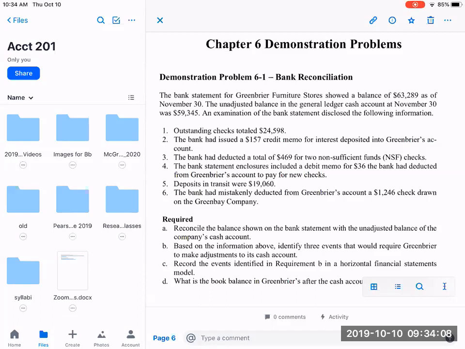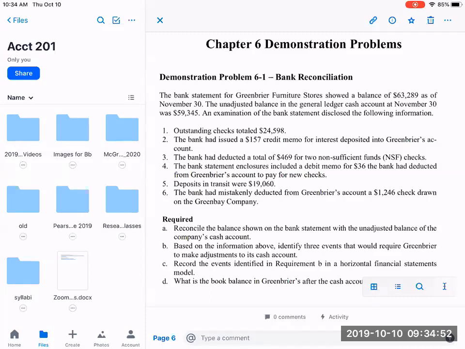The bank had deducted a total of $469 for 2 non-sufficient funds checks. NSF checks are something where a customer came in and paid on their account, but when we took their check to the bank, we found there was not enough money in their account. We would have already increased our cash and decreased their accounts receivable, but the bank said, hold on, they don't have money in their account, so you need to take these back. So we're going to decrease our cash and put the amount back on their accounts receivable so they go to pay us again.